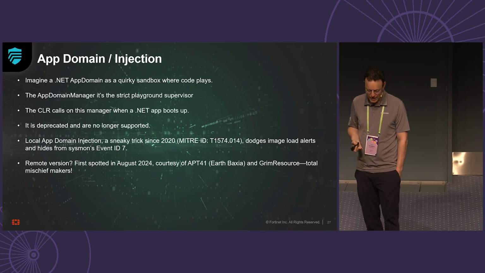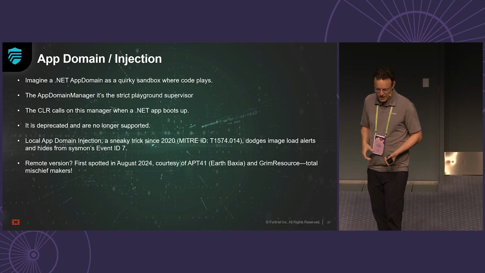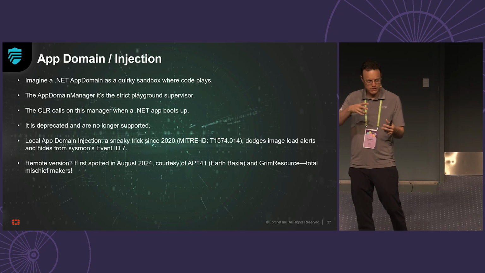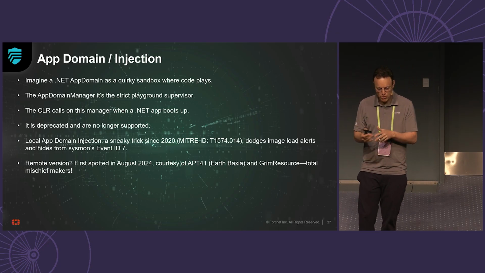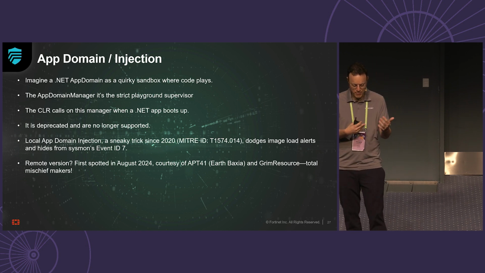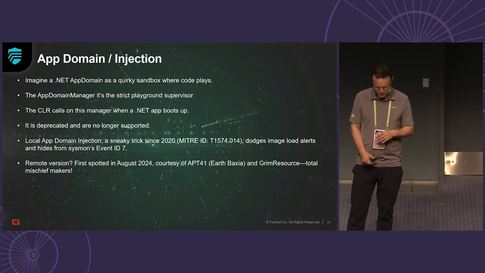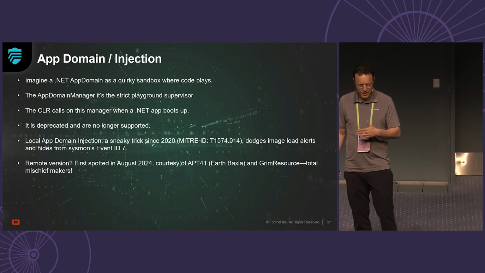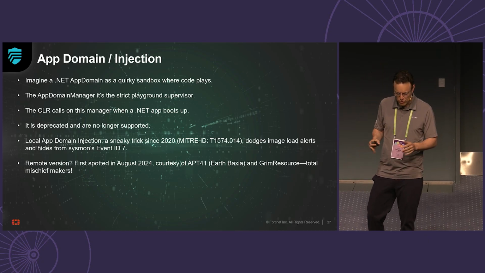But first, what is AppDomain and what is the injection that is done using this Windows subsystem? So AppDomain is basically a sandbox where .NET DLLs can be loaded into a .NET process and do their thing and be supervised, right? So the AppDomain manager is the playground supervisor to make sure that the DLLs are not crashing and messing around within the main process address space. So the CLR calls on this manager within .NET when the app boots up.